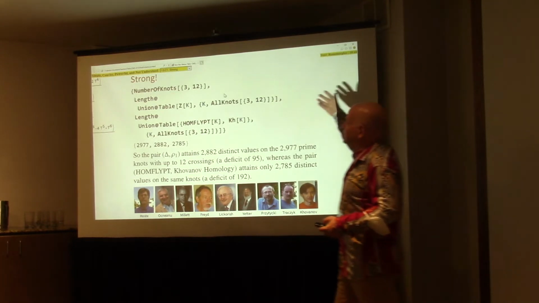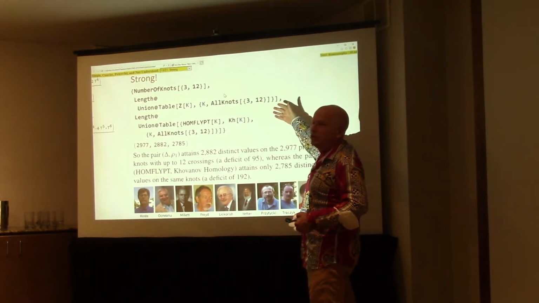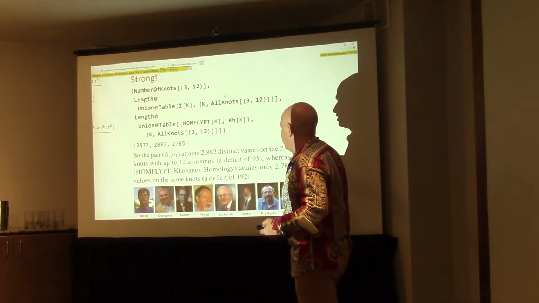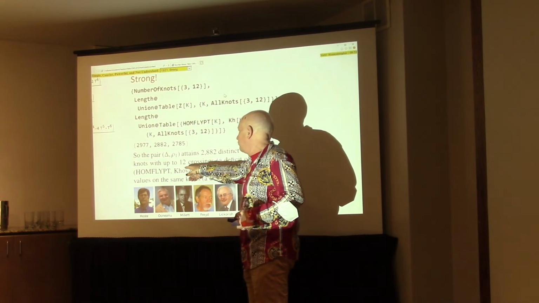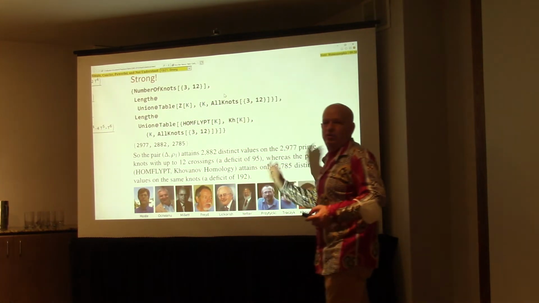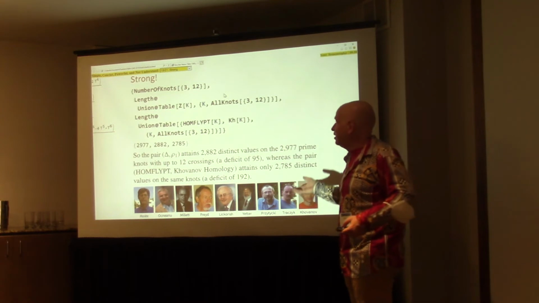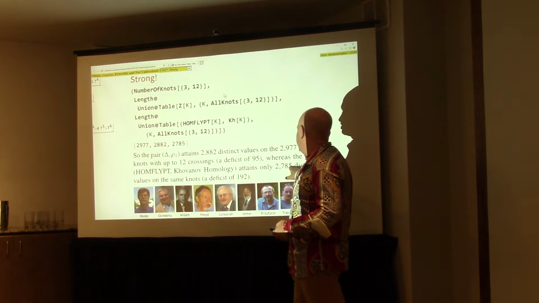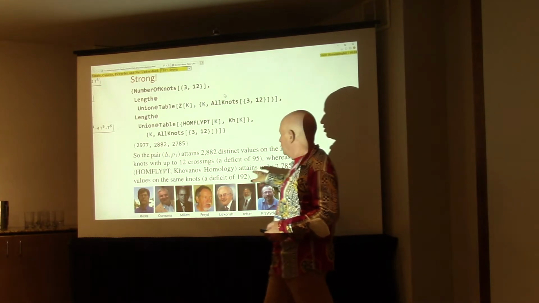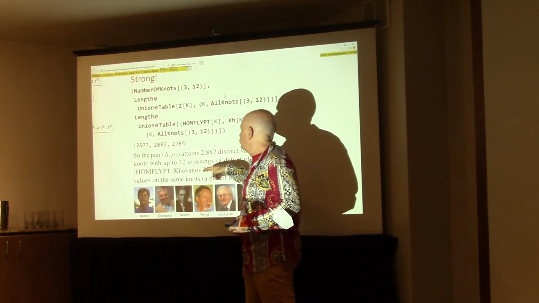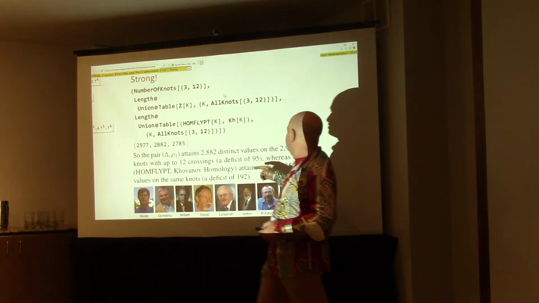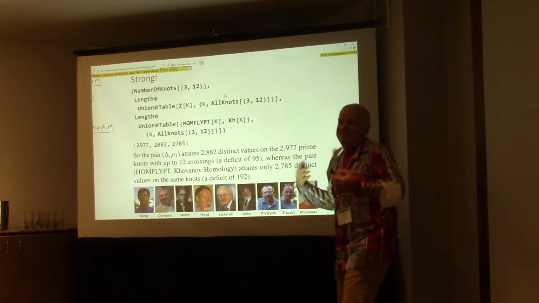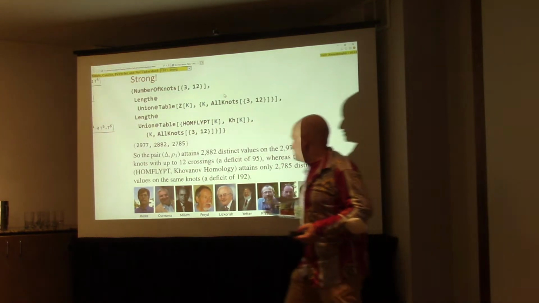So here is a comparison of the strength of the invariant with the HOMFLY-PT polynomial together with Khovanov homology. So just take these two together, and they attain 2,785 distinct values on the knots with up to 12 crossings, whereas this invariant attains 20, whatever it is, more. Okay, so it's stronger than stuff by these colorful people.